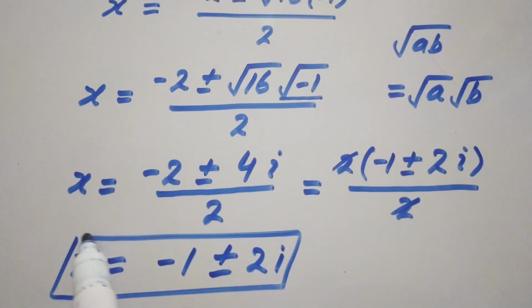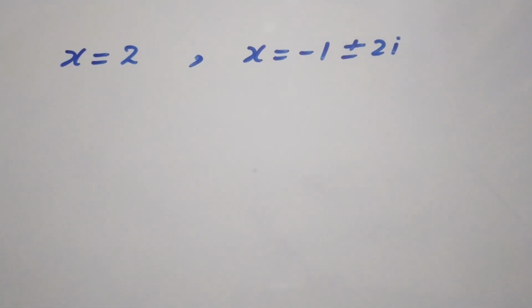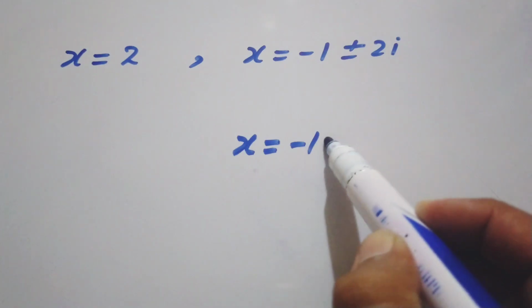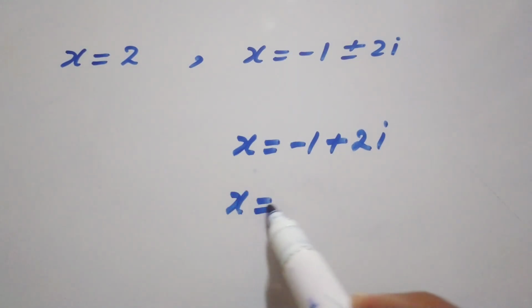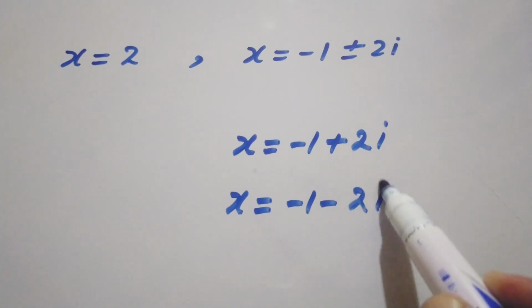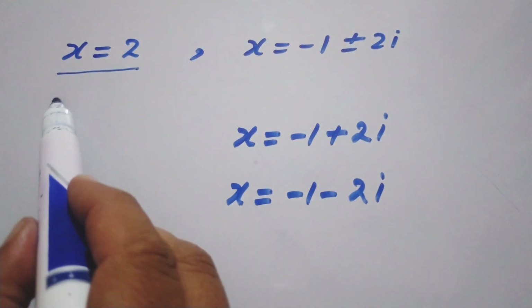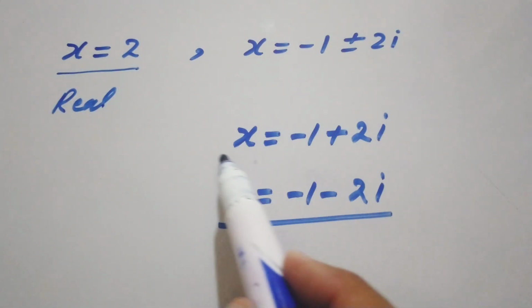First, we have found that x is equal to 2, and now x is equal to minus 1 plus 2i, and the second value from here, x is equal to minus 1 minus 2i. So we have found all three solutions. This is the real solution, and these are the complex solutions.